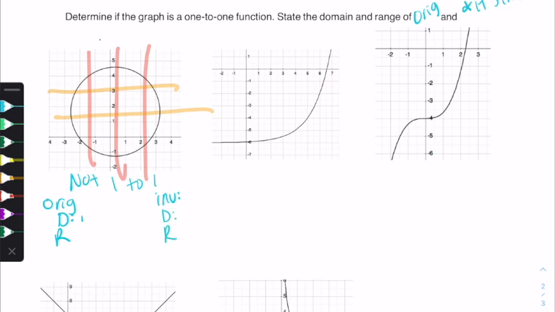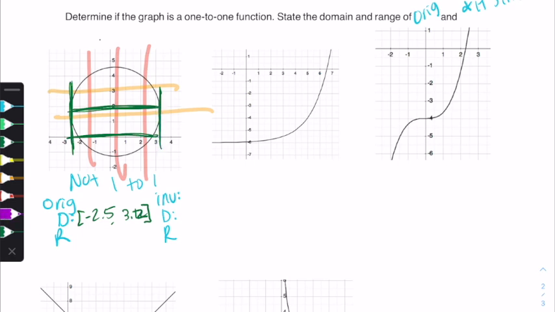So if we look here at our domain, for our x's, we're going this far left and this far right, and we're spanning everything in between, right? So we're going from -2.5 to 3.2. And notice I've got brackets because it's touching at this x value and touching at this x value.